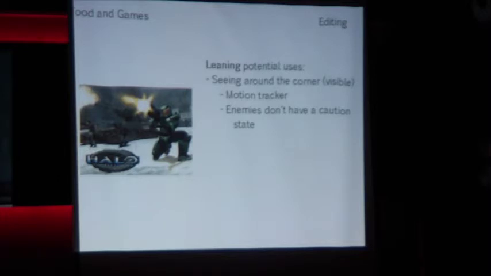So let's say you lean around the corner. Enemies in Halo don't have a cautionary state. Say in Metal Gear, if an enemy sees you, they'll go into like, what is that? And they'll try to investigate what they saw. But enemies in Halo don't have that. So say you lean around the corner, the enemy sees you, they're just going to attack you. So leaning around the corner is really the same as walking around the corner. There's no need to lean to see around the corner.